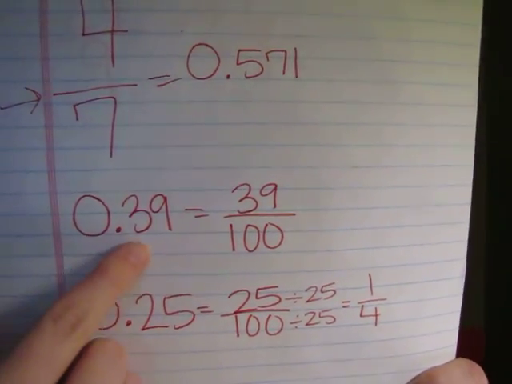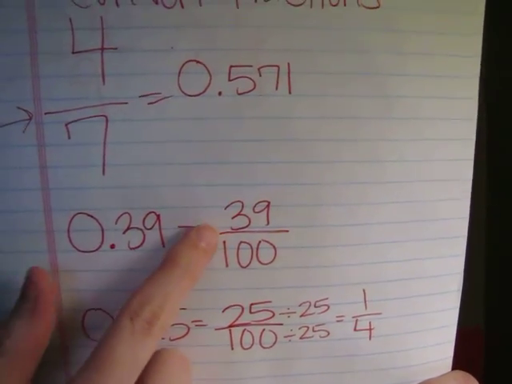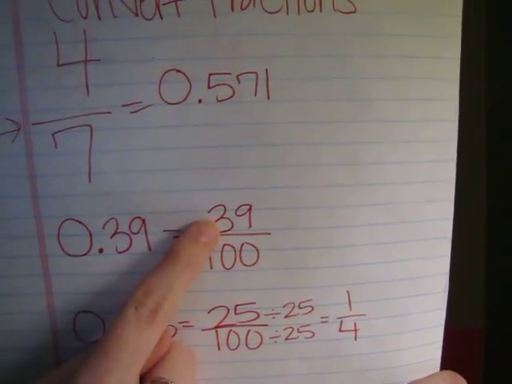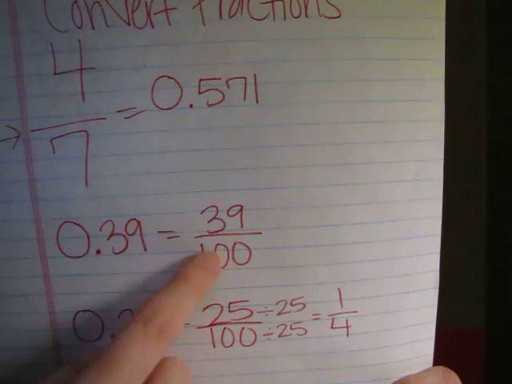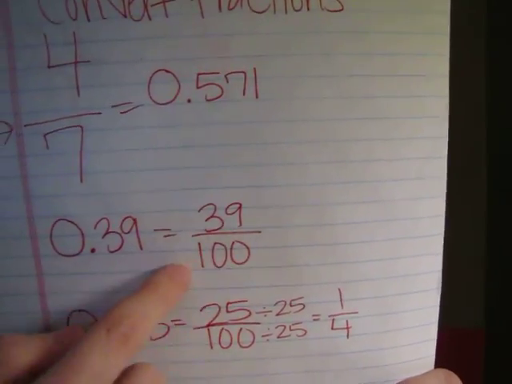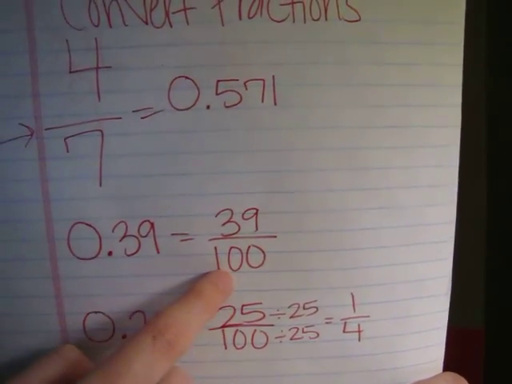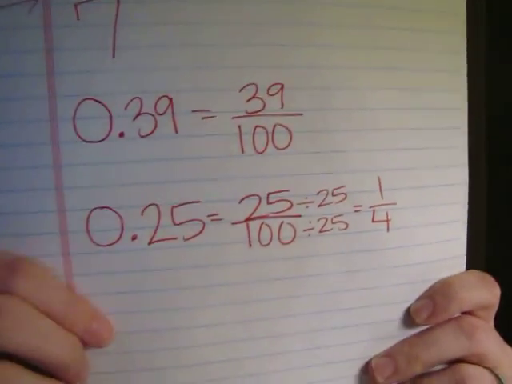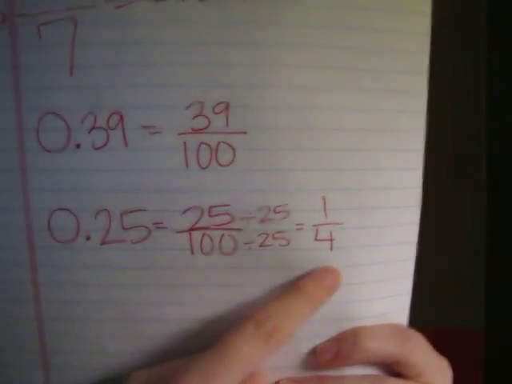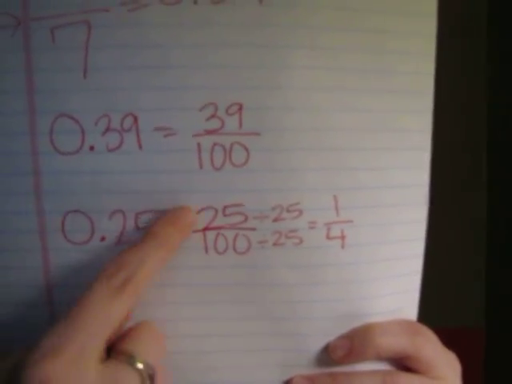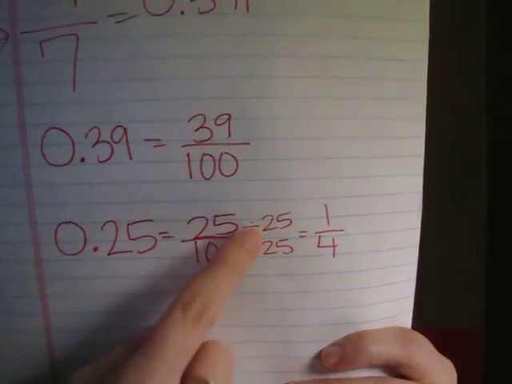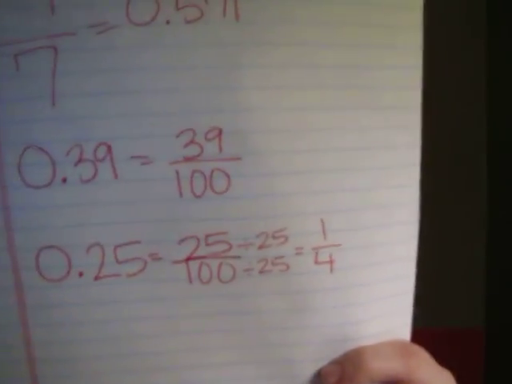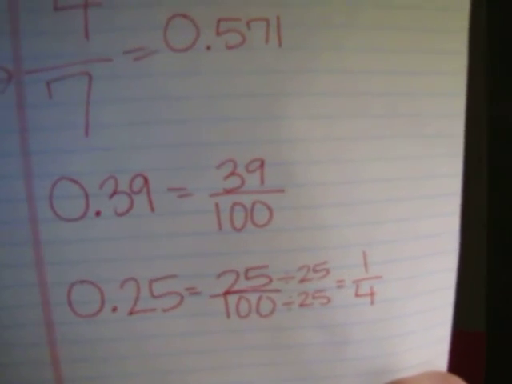Here I can read 0 and 39 hundredths. 39 is my numerator, and hundredths is going to be my denominator. Hundredths sounds like 100. Okay? Now, you may have a case where you have to simplify once you do that. 25 hundredths, 25 over 100, and you can simplify by dividing the top and bottom by the same number.